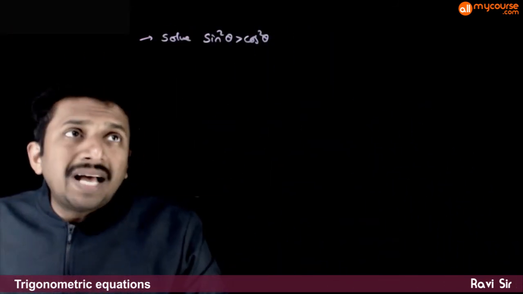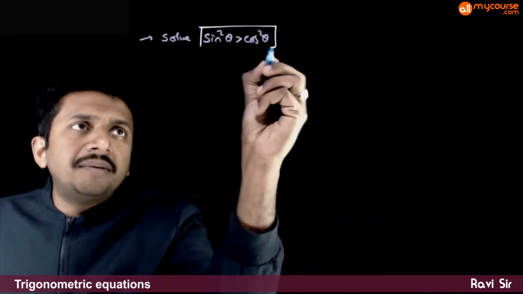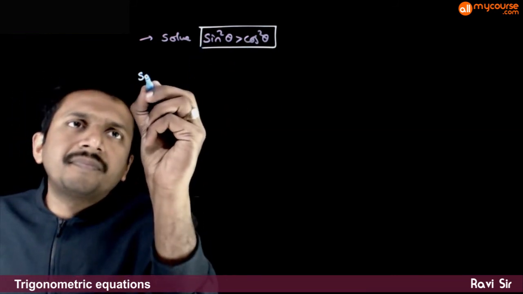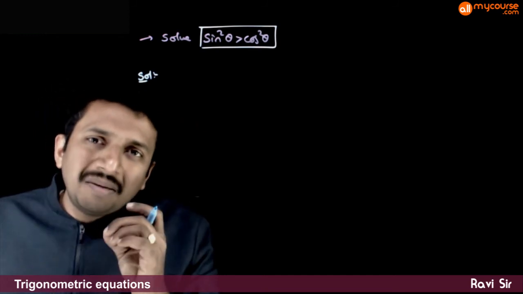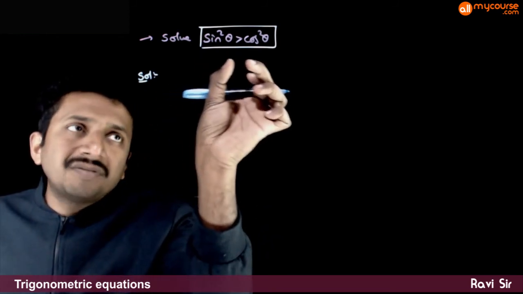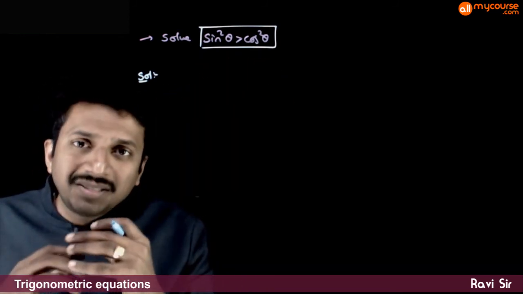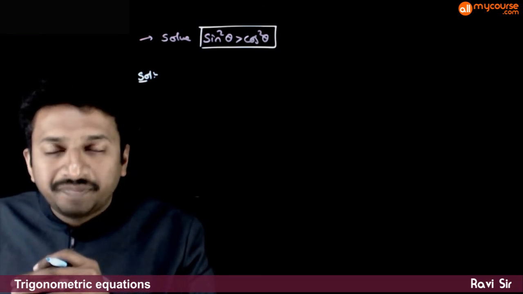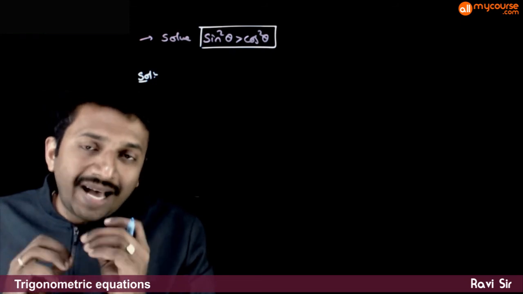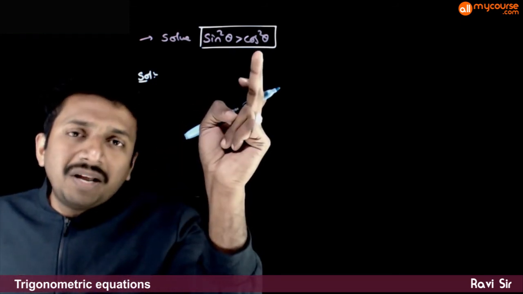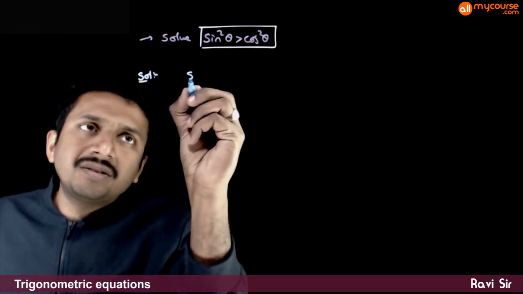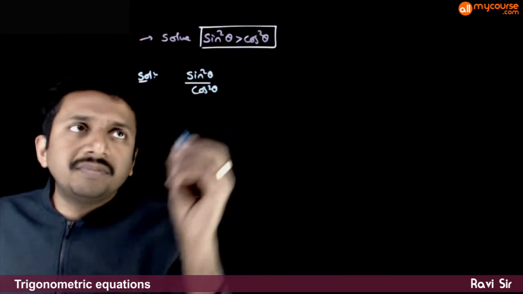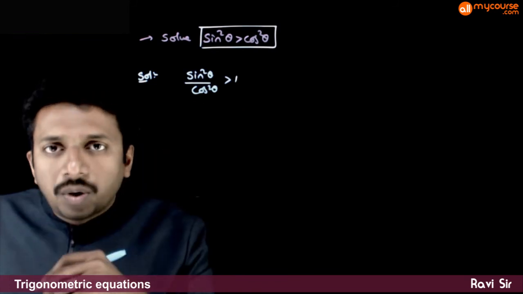So in this question, you're asked to solve sine square theta is greater than cos square theta. One of the methods is you can draw the graphs of sine square theta and cos square theta, and you can see where sine square theta is more than cos square theta. The other method is you just bring cos square theta onto the denominator. So sine square theta by cos square theta is greater than 1.